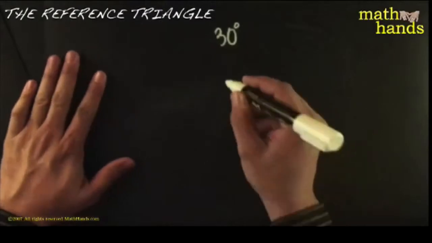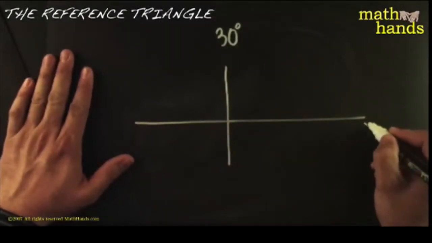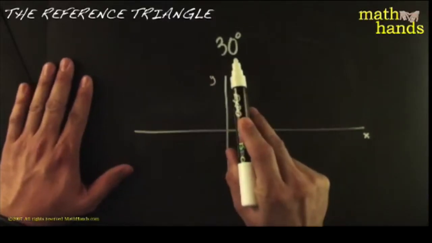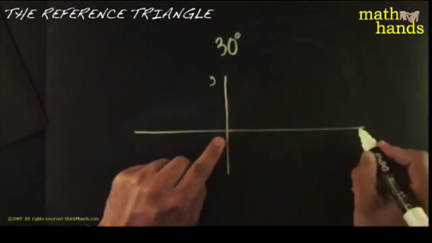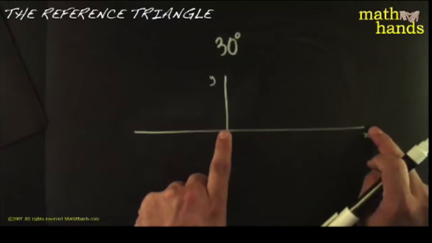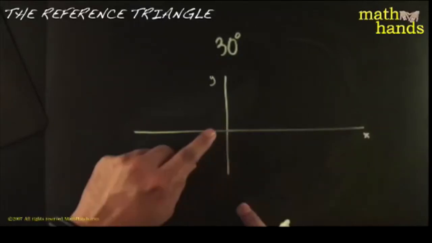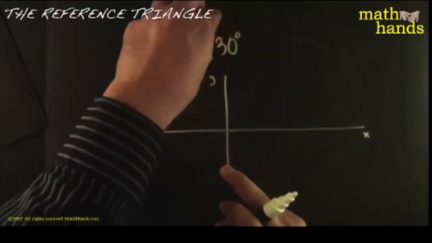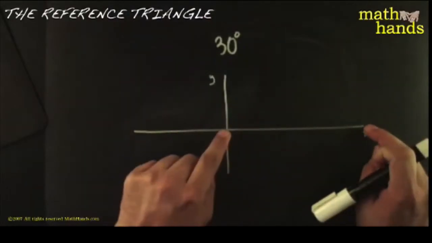You start off always on the XY plane. This is the x-axis, this is the y-axis. By definition, a reference triangle starts off on the positive x-axis. That means this part of the x-axis. This would be the negative side of the x-axis. This is the positive side of the x-axis. This is the negative part of the y-axis. This is the positive. Reference angles always begin to be measured from the positive x-axis, meaning from here.